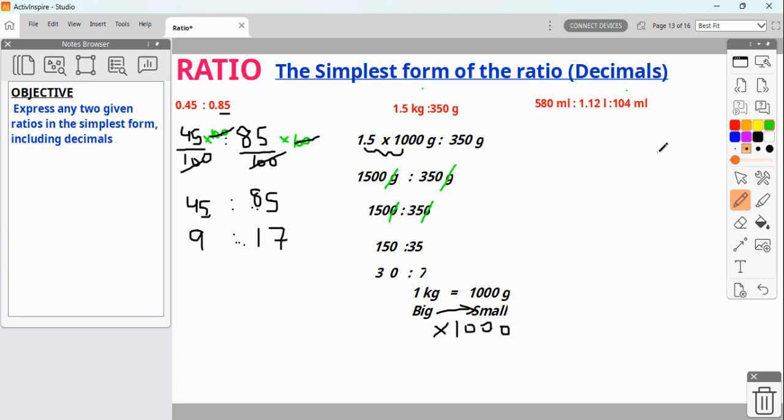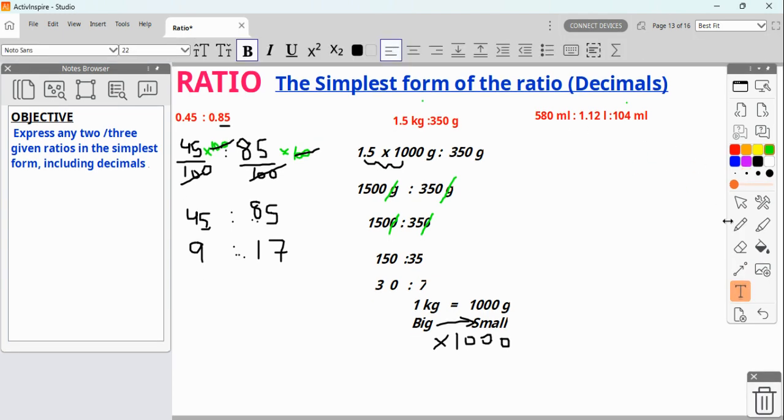580 ml. ml means milliliter. Ratio 1.12 liter. Ratio 104 milliliter. I have already informed you in the starting, express any two or three given ratios in the simplest form, including decimals. So now we have an example that includes two integers and one decimal part.